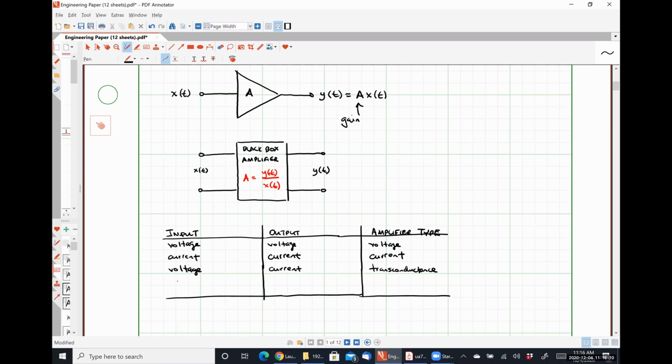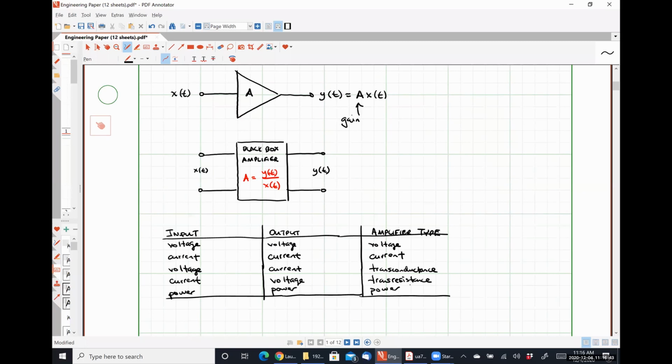Then we have types of amplifiers where if we put a current in at the input, we get a voltage at the output. That is a transresistance amplifier. And then lastly, if we get power at the input converted to power at the output, that is a power amplifier. So those are the 5 different types of amplifiers with regards to input versus output signal.